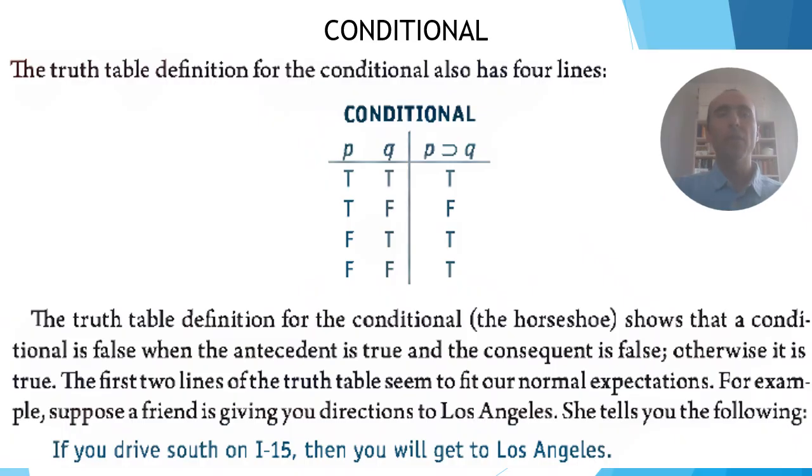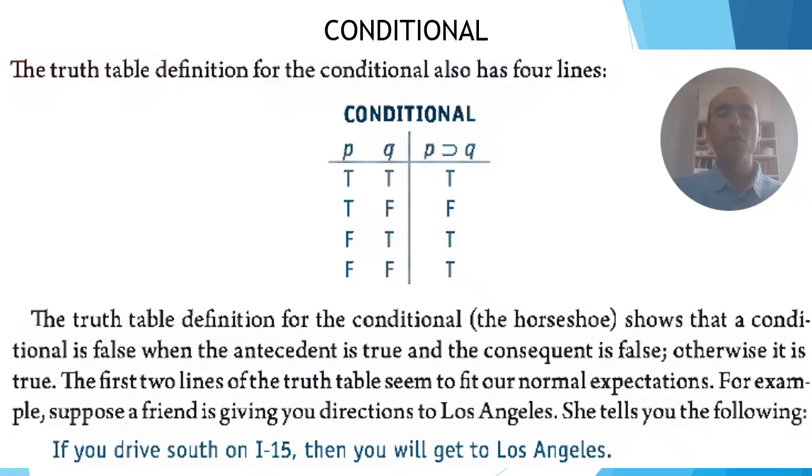The truth table definition of the conditional also has 4 lines. You can read the truth table on this slide. The truth table definition for the conditional, the horseshoe, shows that a conditional is false when the antecedent is true and the consequent is false. That is what you find on the second row of the truth table. Otherwise, it is true. The first 2 lines of the truth table seem to fit our normal expectations.